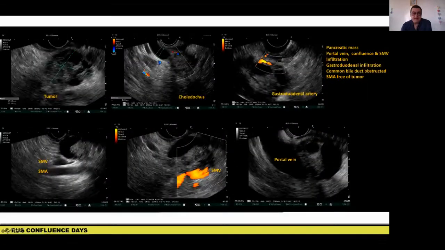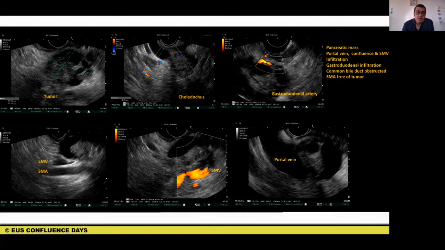Okay. And this is another case, showing how we do it systematically. This is a case of a tumor with cystic change at the head of the pancreas. This is the tumor. You see a dilated bile duct, the choledochus, and you see infiltration of the gastroduodenal artery and infiltration of the CMV, but as you see, the SMA, superior mesenteric artery, is intact. And this picture is better. It shows that the portal vein and portal confluence are infiltrated. So you have a case with a pancreatic mass, portal vein confluence and SMV infiltrated, gastroduodenal infiltrated, but SMA free of tumor.